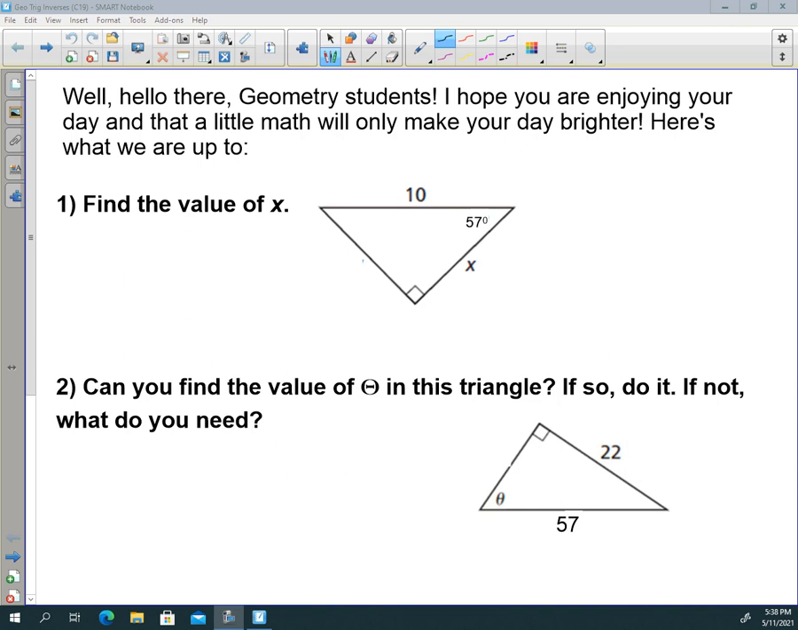It'd be worth it to take a little time and see if you can solve them on your own before I talk about them. So if you want to do that, pause the video. I'll be back in just a second to solve it with you.